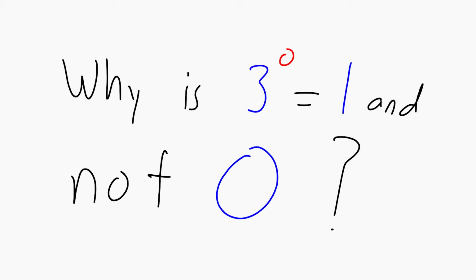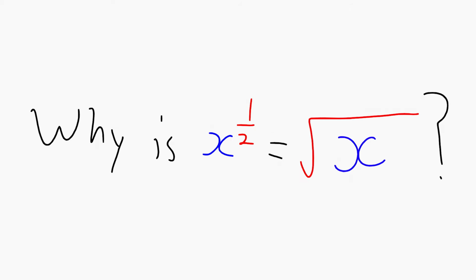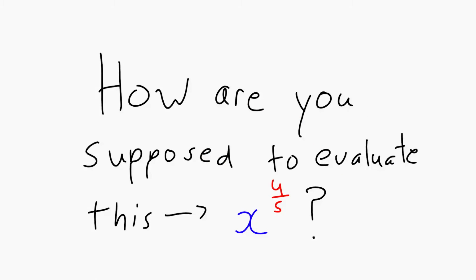Why is 3 to the 0 equal to 1 and not 0? Why is x to the 1/2 equal to the square root of x? And how are you even supposed to evaluate x to the 4/5? All these questions. Well, let's start off with the first one.